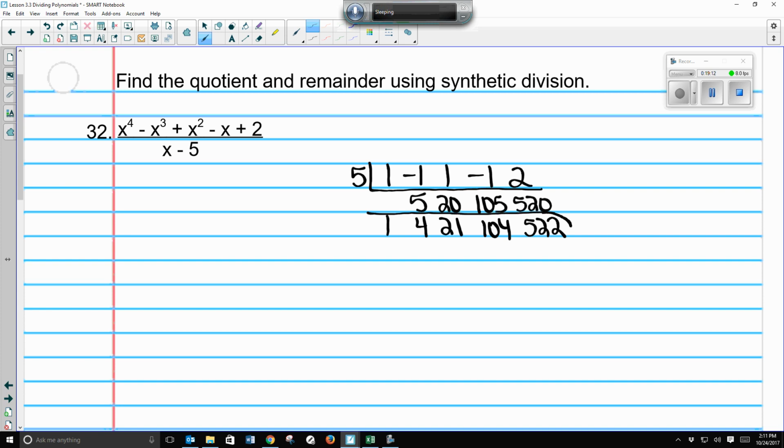This is the remainder, which means this is your constant, linear term, quadratic term, and cubed term. Okay, so you have x cubed plus 4x squared plus 21x plus 104 plus 522 over x minus 5.